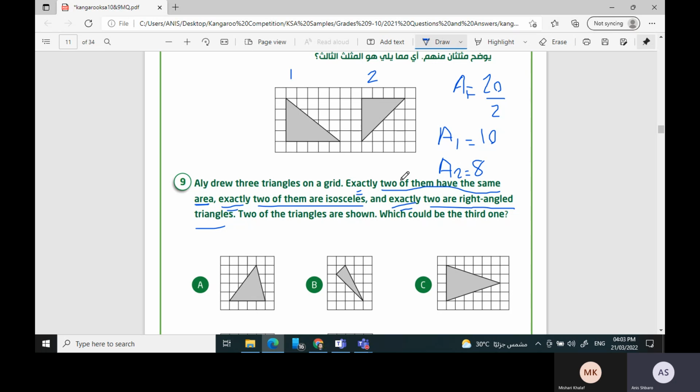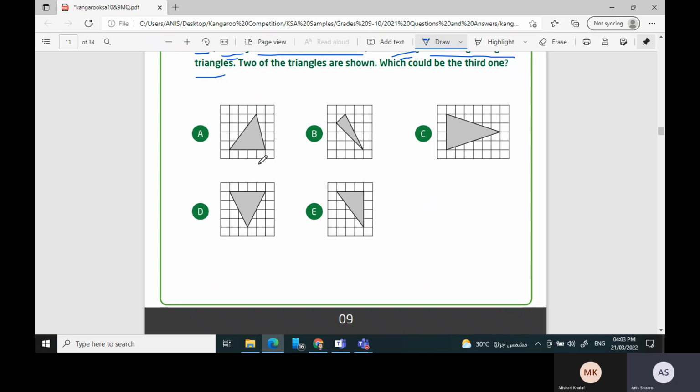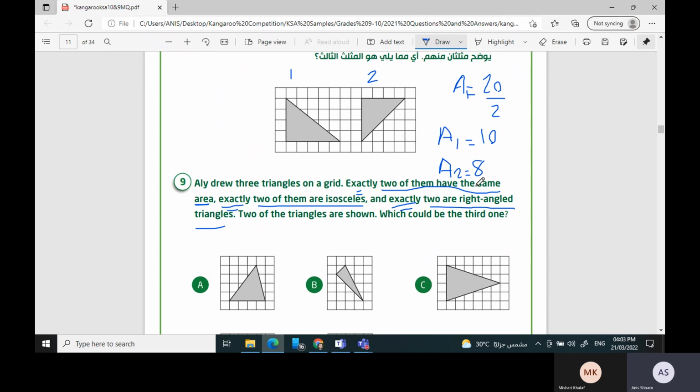Now, exactly 2 of them have the same area, so the third triangle must have the same area as either this triangle or this triangle. So the area of 3 is equal to 10 or 8. Now, we are not going to calculate all 5 areas to get the final answer, so let's skip it now.